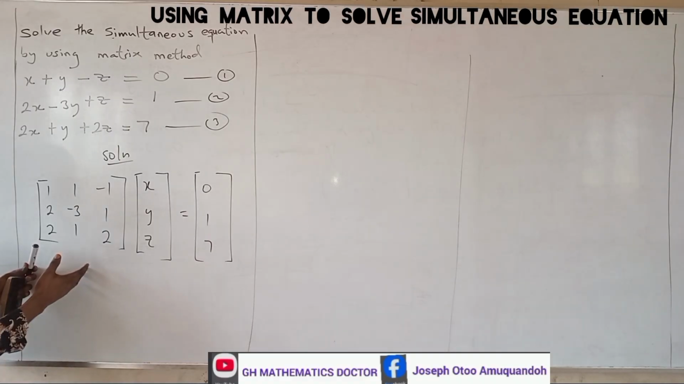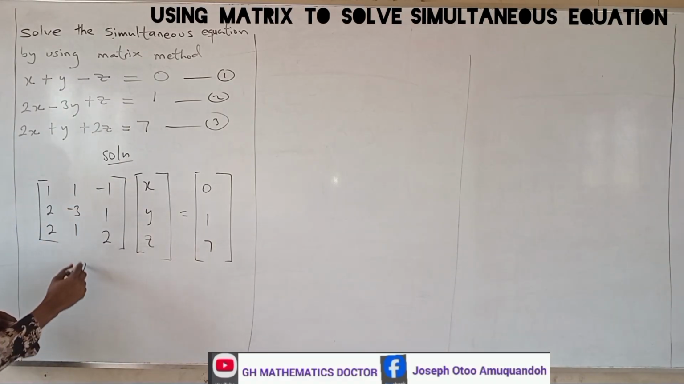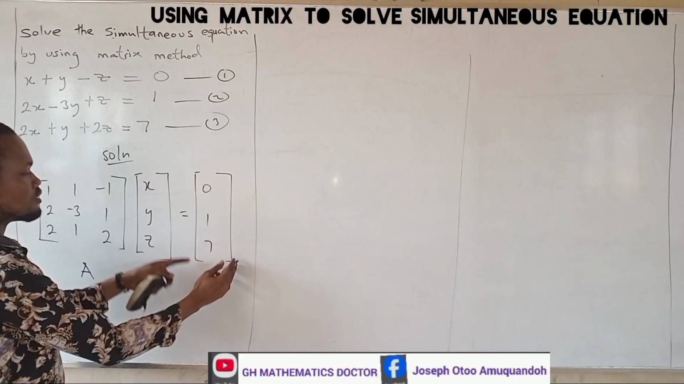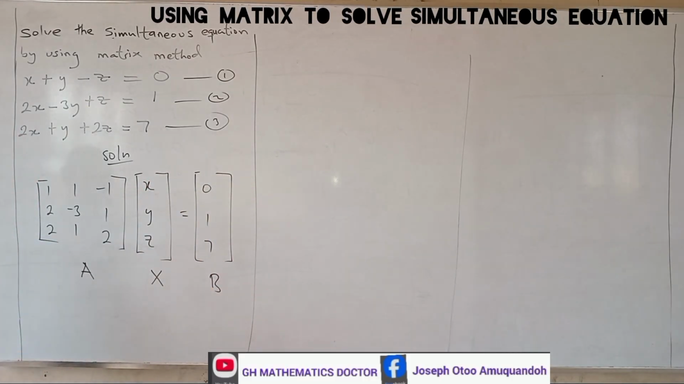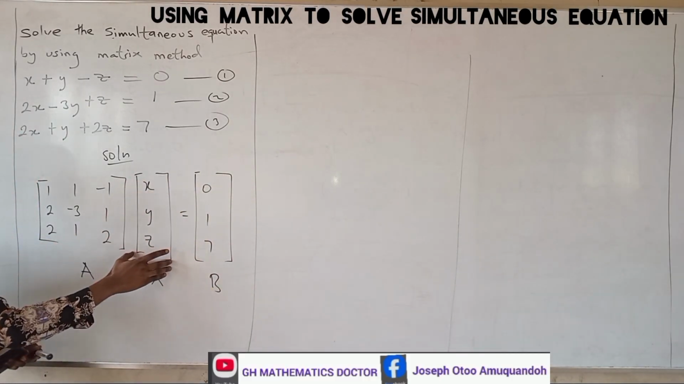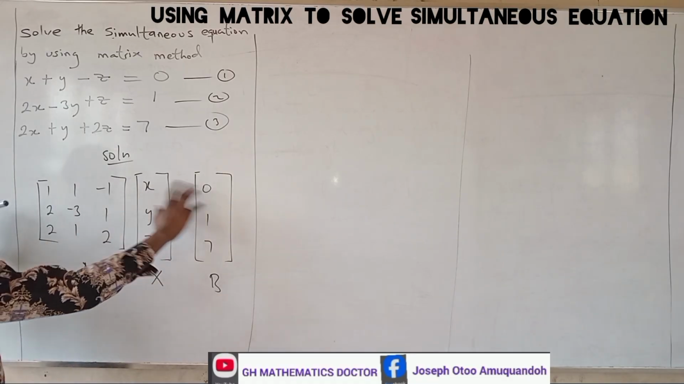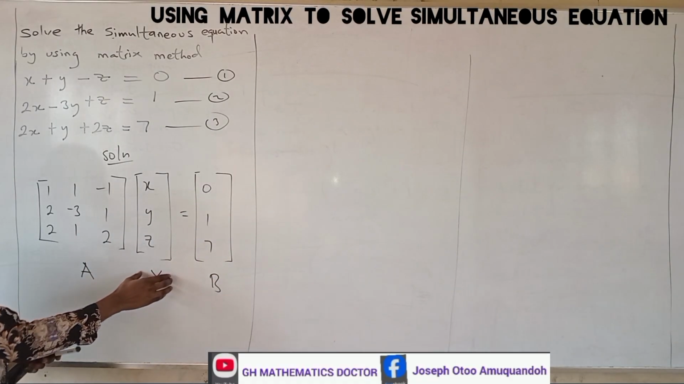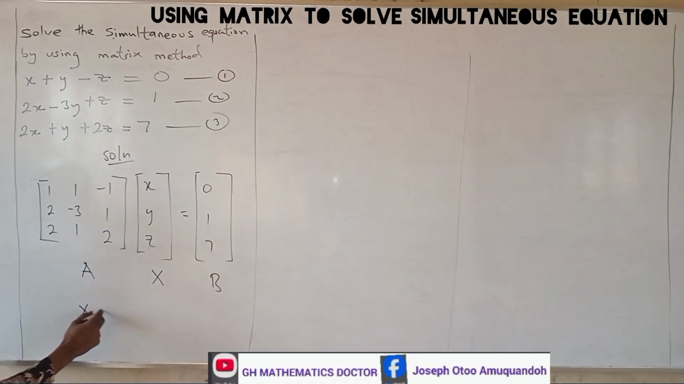Alright, let's label our matrices. This first matrix, I'll name it A. This one, I'll name it X. And this one, I'll name it B. So we are supposed to find the variables X, Y, and Z. So we are going to put this into a simple equation by making X the subject. So we have X being equal to.